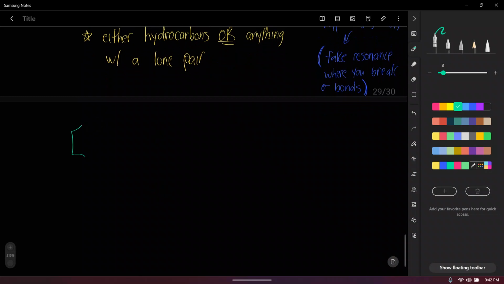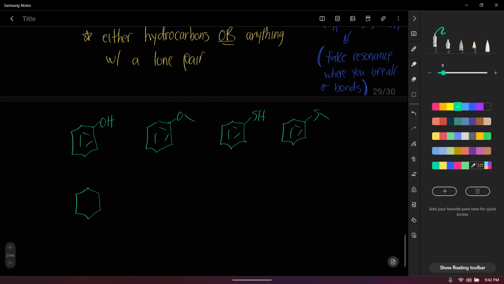Well, obviously oxygen is going to have a lone pair. So like an OH group or like an ether. Sulfur and nitrogen also have lone pairs. So SH group or like a thioether or a sulfide. Amines or anilines, right?